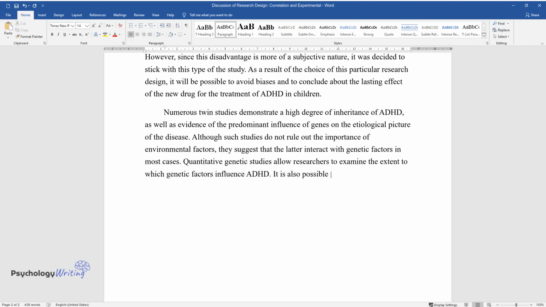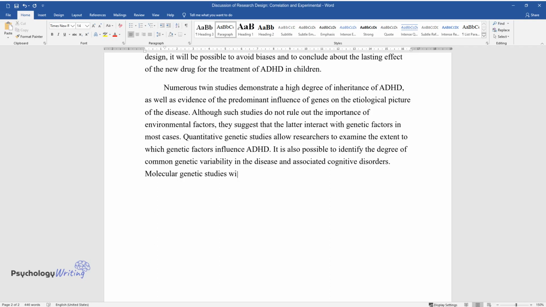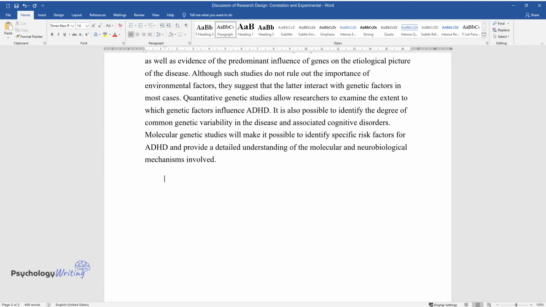It is also possible to identify the degree of common genetic variability in the disease and associated cognitive disorders. Molecular genetic studies will make it possible to identify specific risk factors for ADHD and provide a detailed understanding of the molecular and neurobiological mechanisms involved.